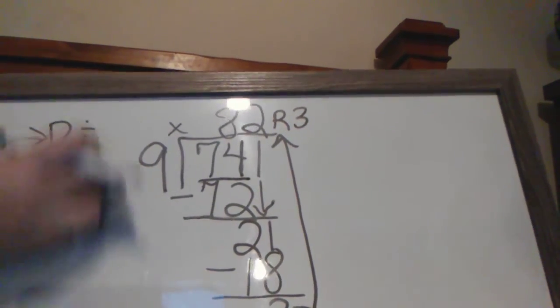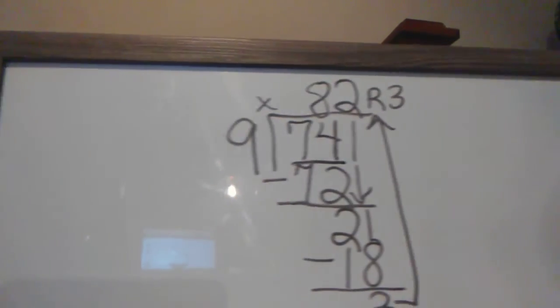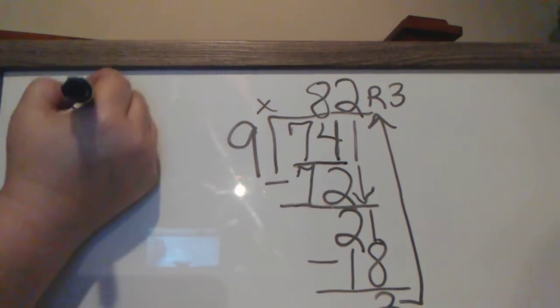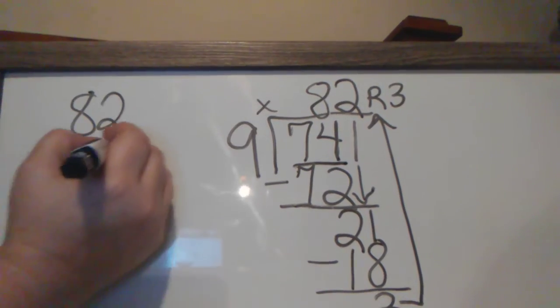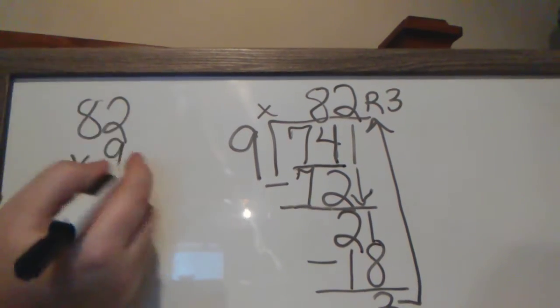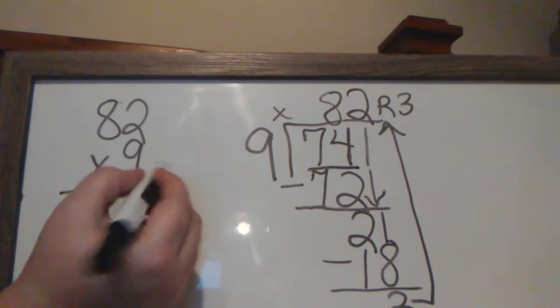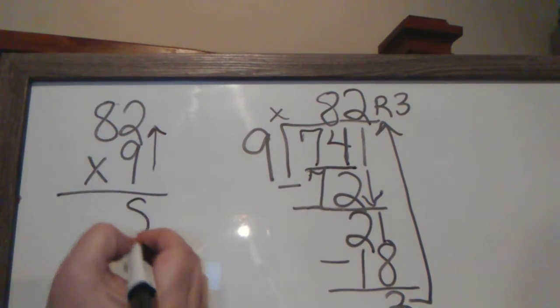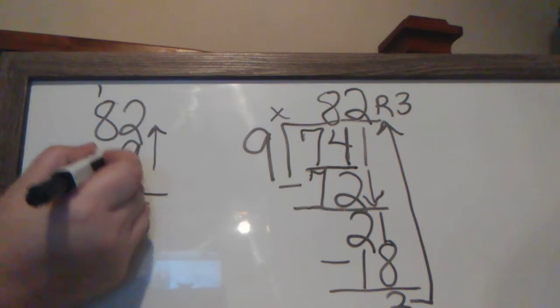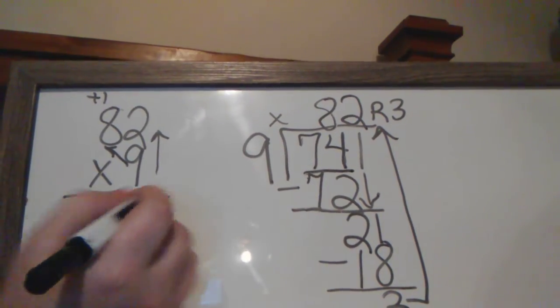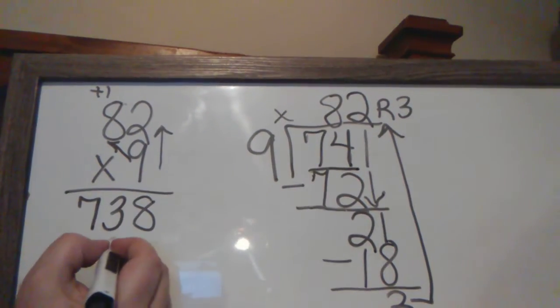If we want to check division, we can use the inverse operation, its cousin, multiplication. So we take 82 times 9. 9 times 2 is 18. Carry my 1. 9 times 8 is 72. Plus 1 more is 73. But don't forget to add your remainder.